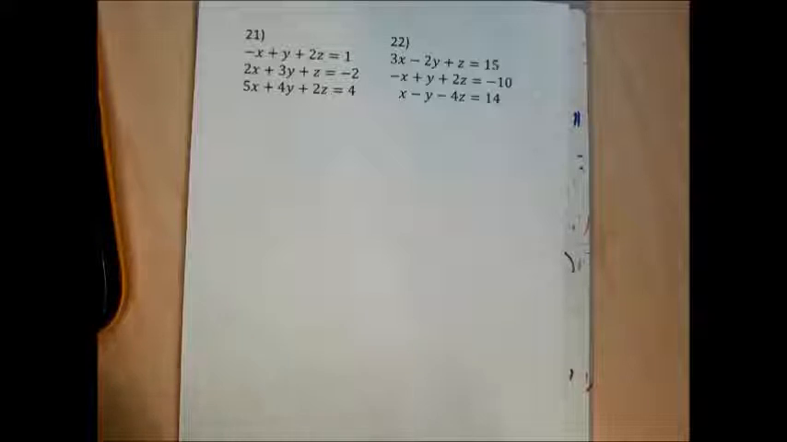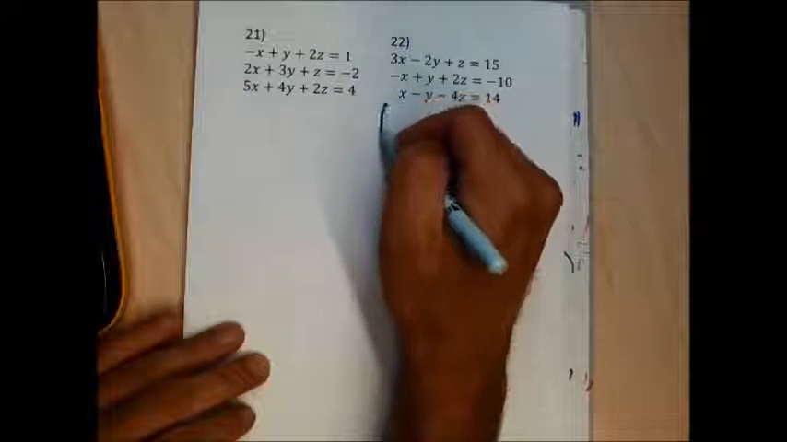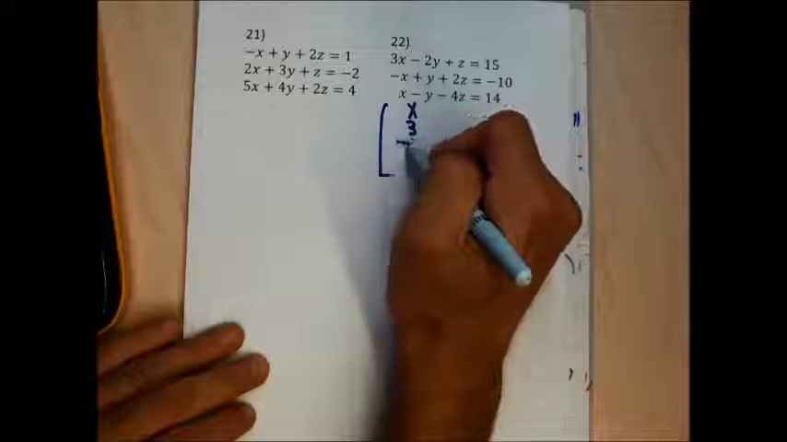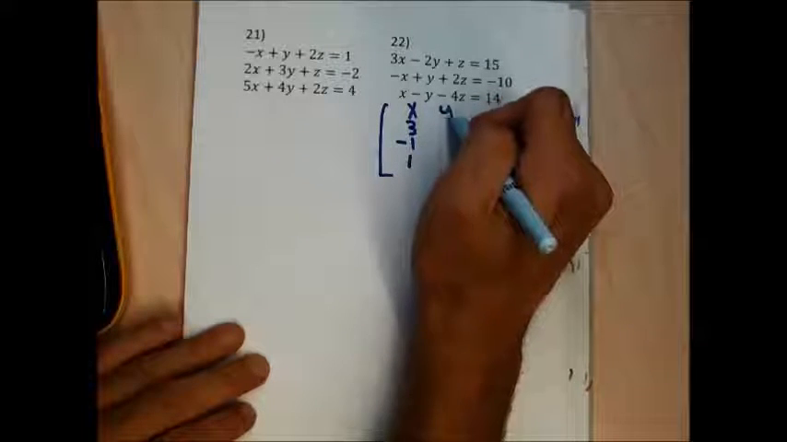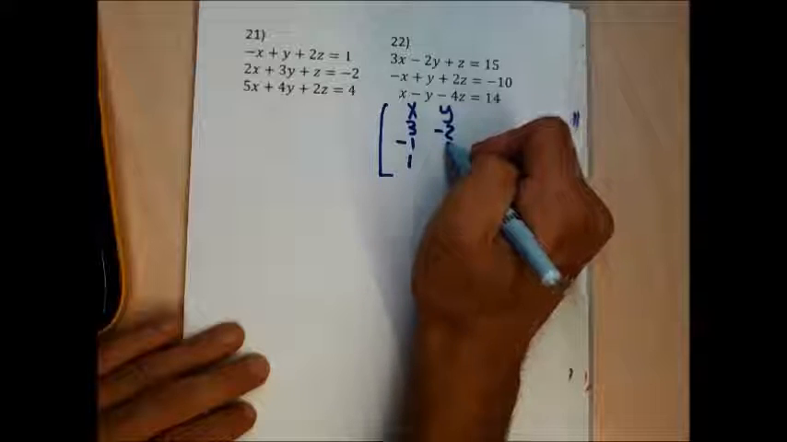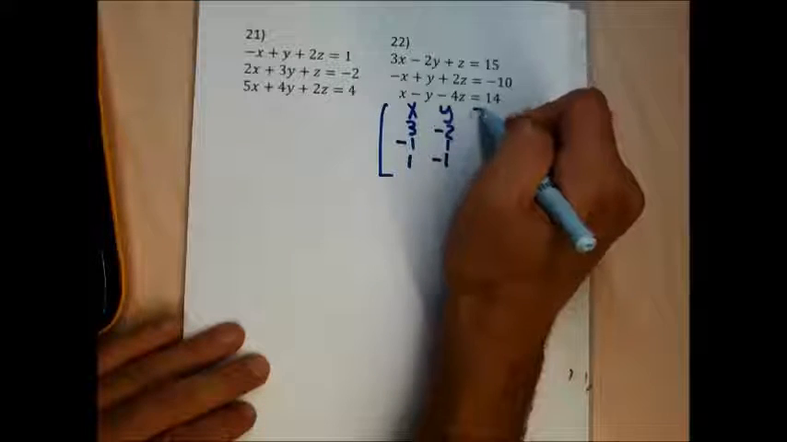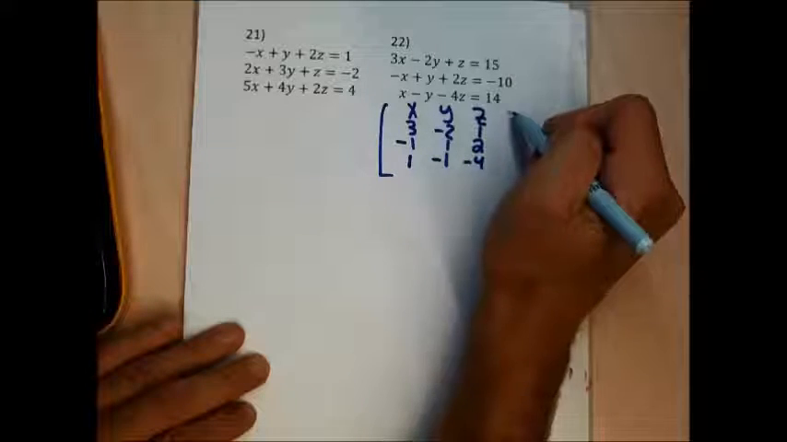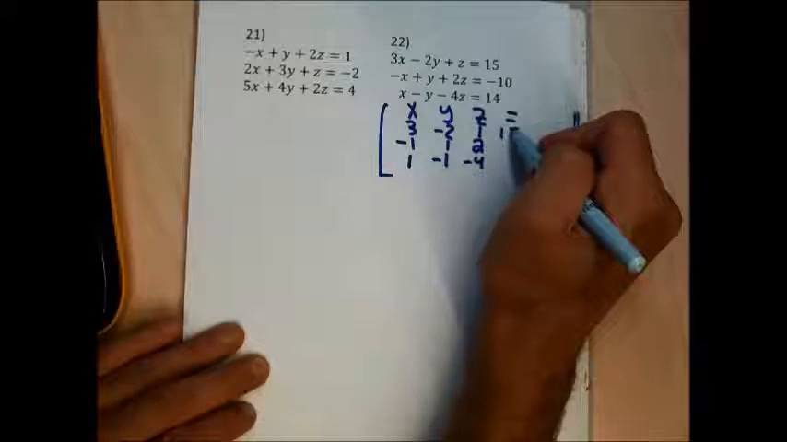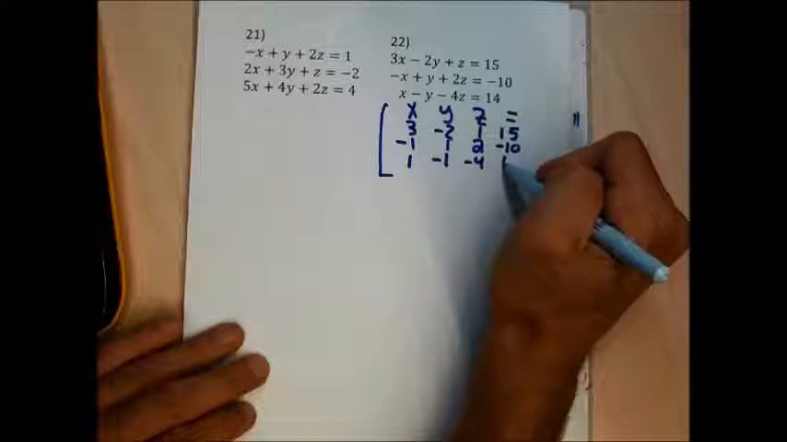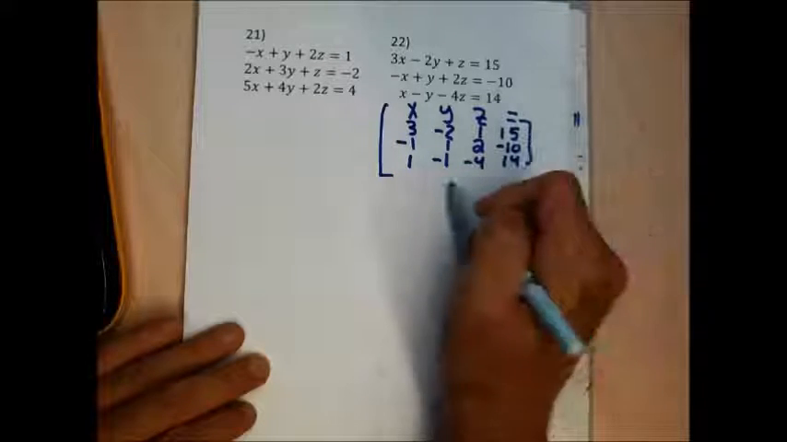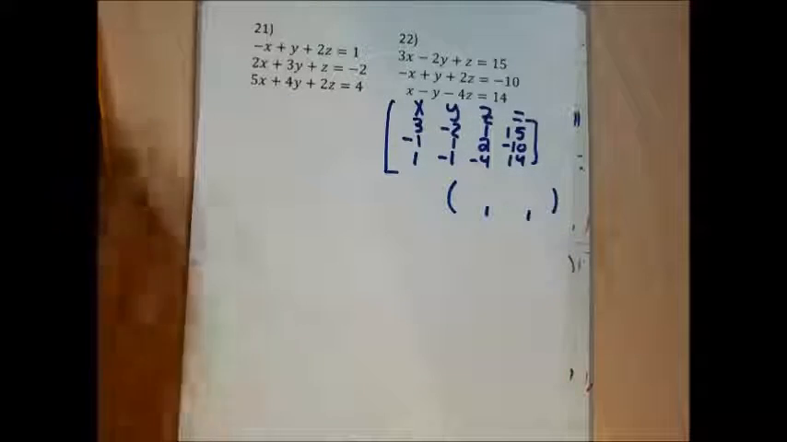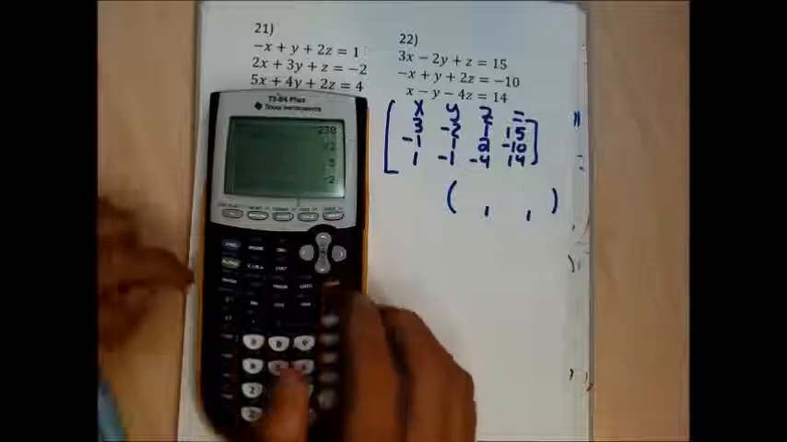So initially I'm going to do problem 22 and get my answer. I'm going to have an X column in my matrix of 3, -1, and 1, a Y column of -2, 1, and -1, a Z column of 1, 2, and -4, and an equal column of 15, -10, and 14. I'm going to do RREF, and I'm going to get an answer that has 3 letters for X, Y, and Z.